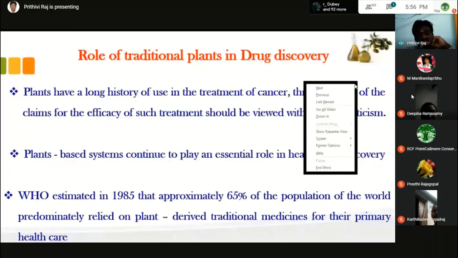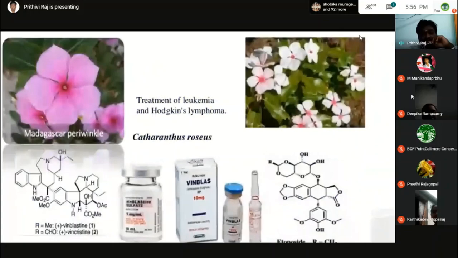WHO also recommended in 1985 that 65% of the population should rely on plant-derived, I mean, traditional medicines. So this plant, Catharanthus roseus, you all know as Nitya Kalyani. In Tamil Nadu, we call it Kallari Pukal. This plant can be seen in homes all over the world.